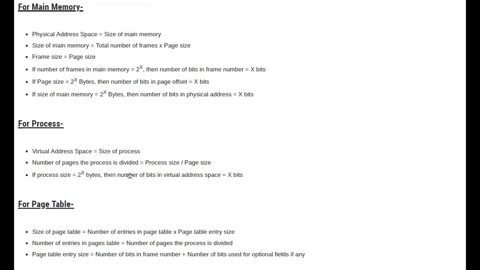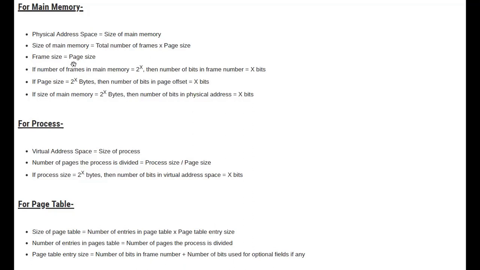This is all about paging. Physical address space is the size of main memory. Both terms are same. If we are talking about physical address space, that is the actual memory space, that is the size of the main memory, size of the RAM. Size of the main memory is equal to total number of frames into page size. We may multiply page size or we may multiply frame size, both are same because page size and frame size are same.